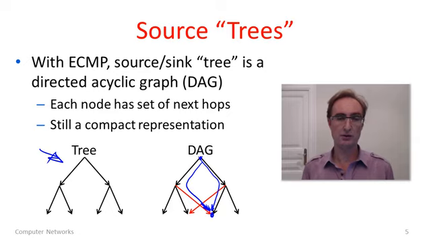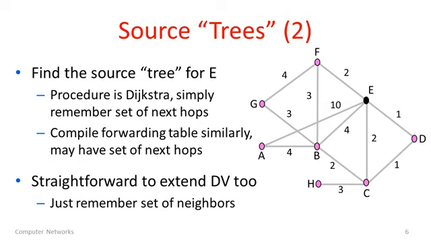There's also still a compact representation for routing. Each node now has not a single next hop, but a set of next hops to reach a destination. But we don't need to have nodes store the entire path or anything like that. Let's just see a little bit of an example. Here's our graph again. Now we'd like to find the source tree, or really DAG, for E. The procedure that we go through is simply Dijkstra, but keep all of the ties instead of randomly picking one. And then once we've got this tree, we'll be able to compile it into a forwarding table.